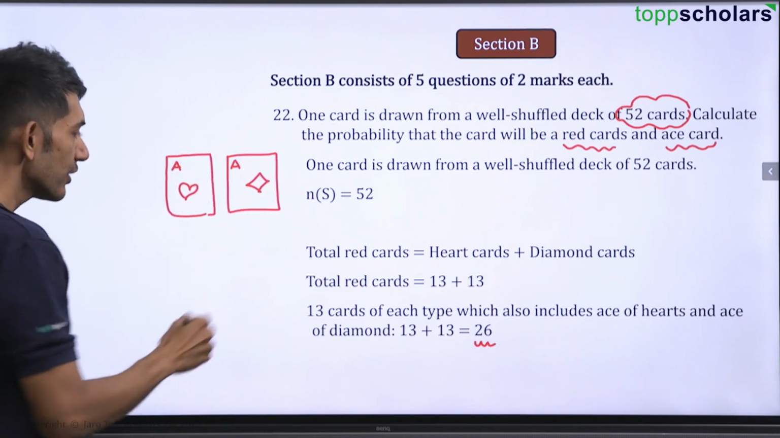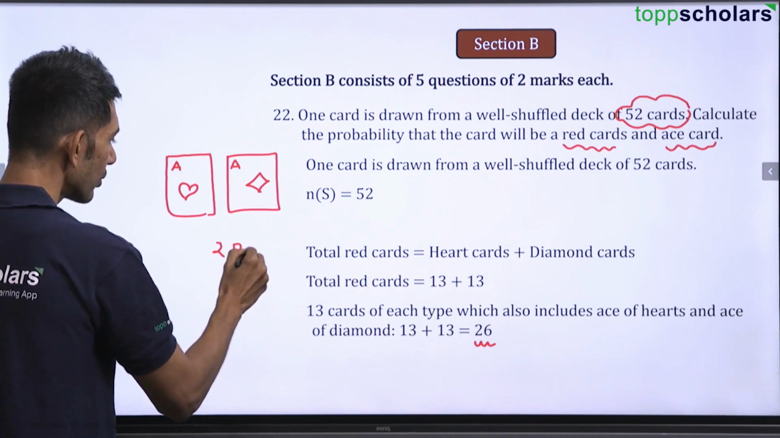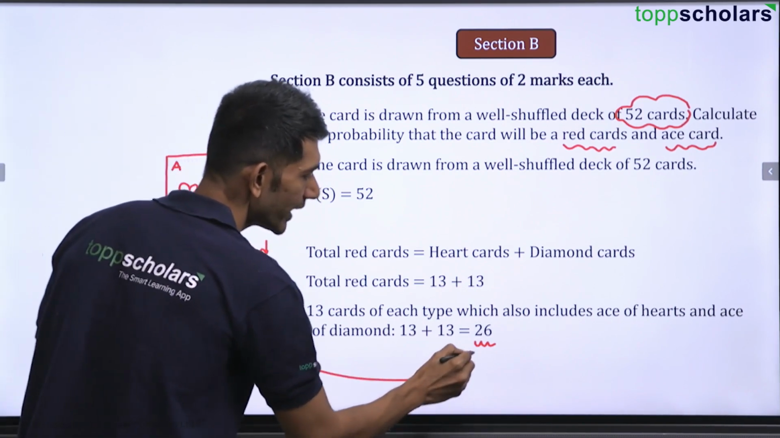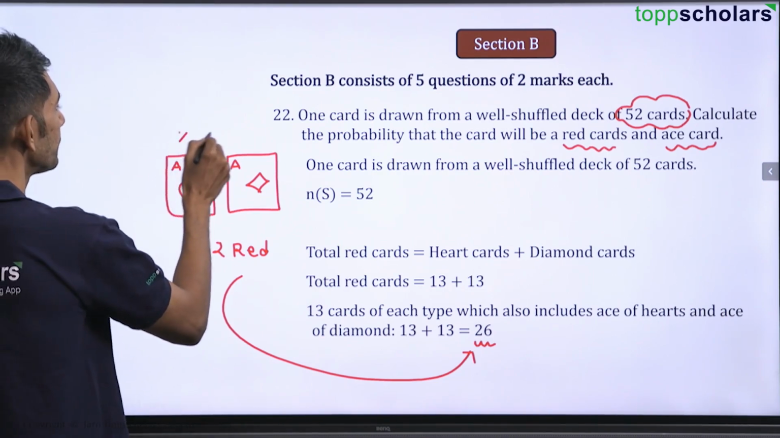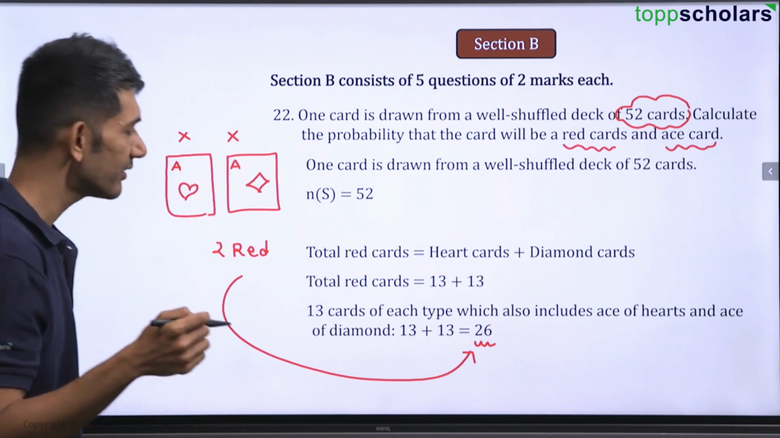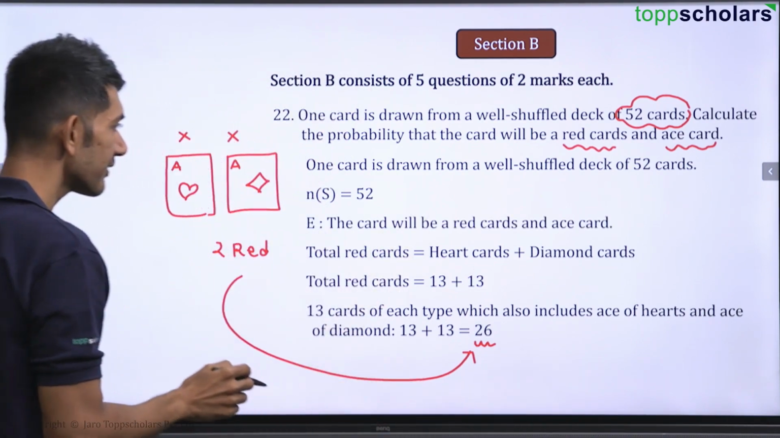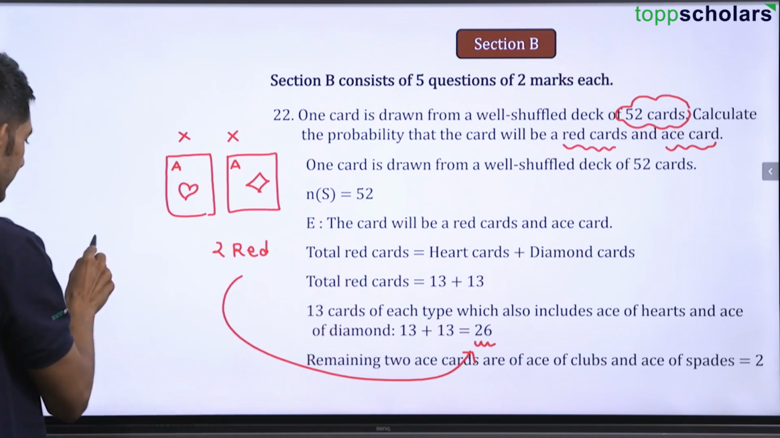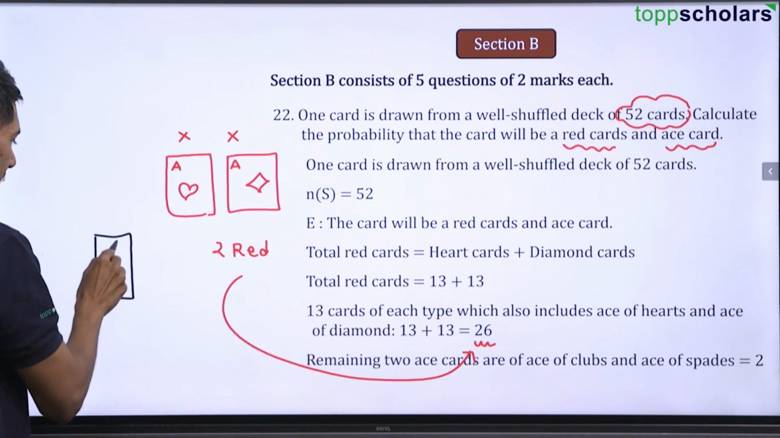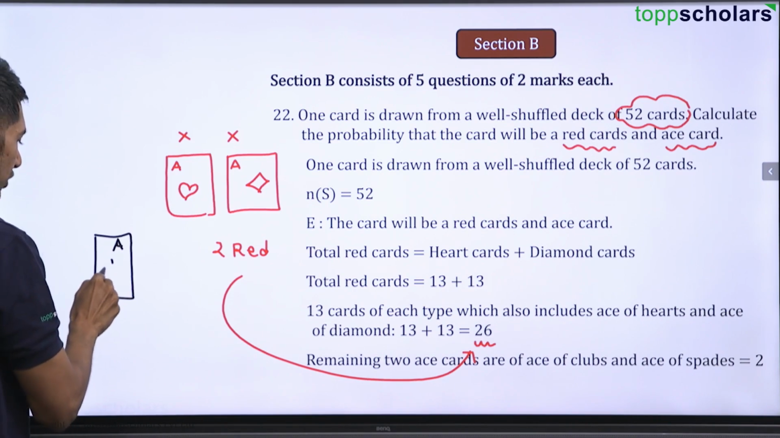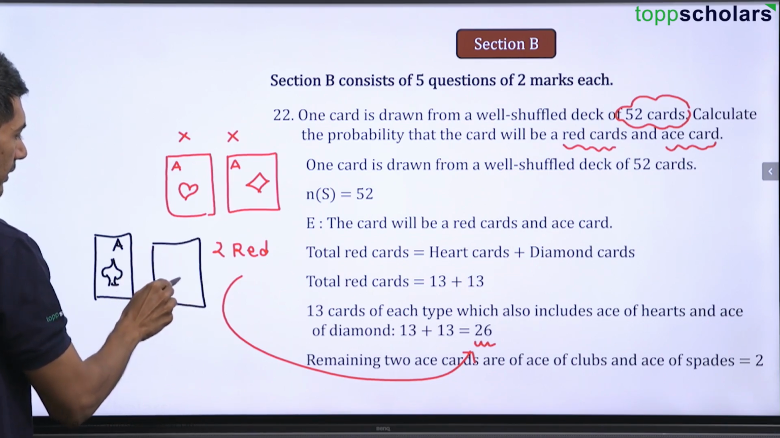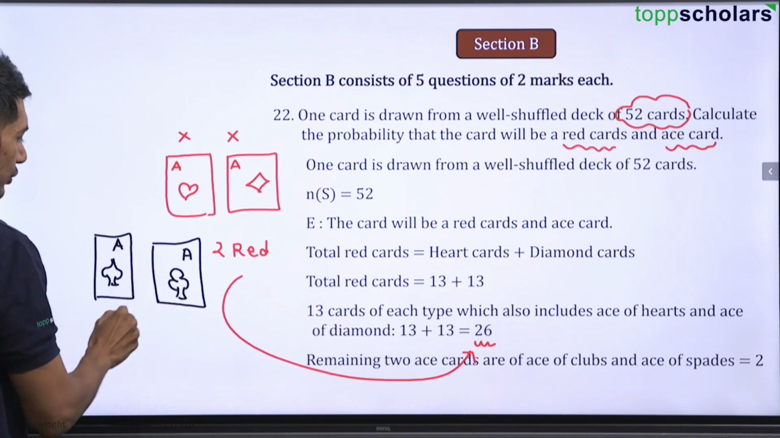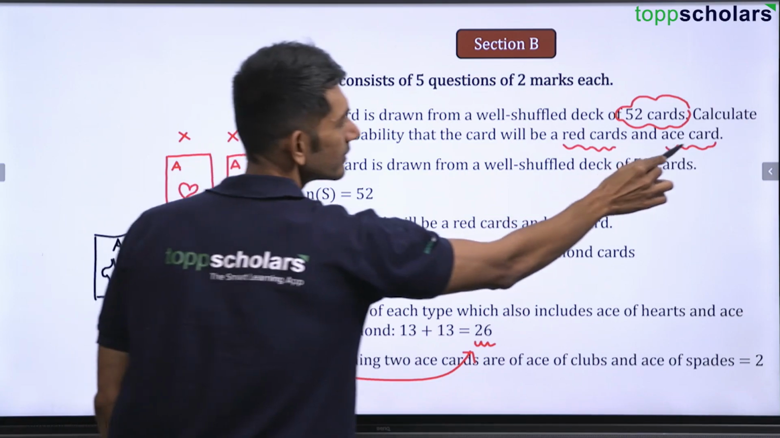This is also a red card, right? So two red cards are already included in this 26. So these ace cards we are not going to take. So what are the remaining ace cards? Can I say the remaining ace cards are going to be the black ones? The remaining 2 ace cards are going to be spade and club. So these 2 will be taken in this.